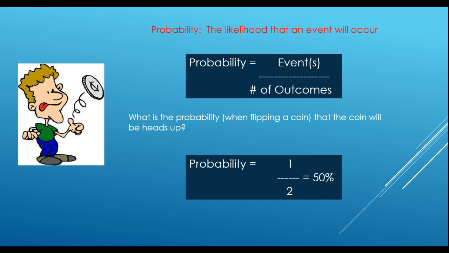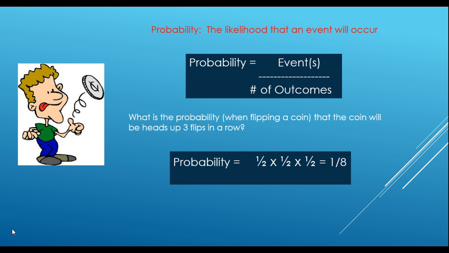So when we look at this simple example of flipping a coin, what is the probability that the coin will be heads up? Probability equals the number of events, so we're flipping it one time, over the number of outcomes. There are two possible outcomes, heads or tails. So in this case, the probability of flipping a coin that will land heads up will be 1 over 2 or 50%. So how does probability fit into genetics?